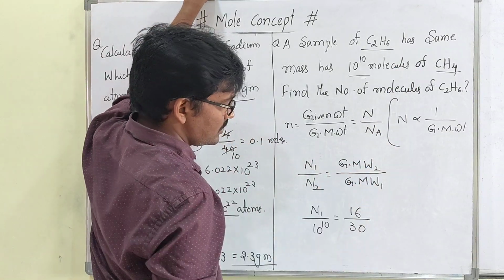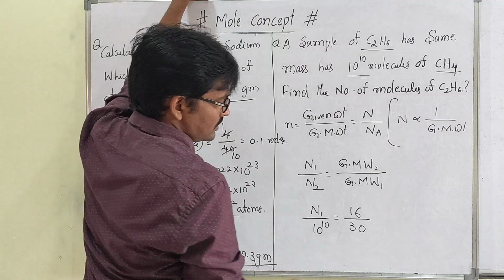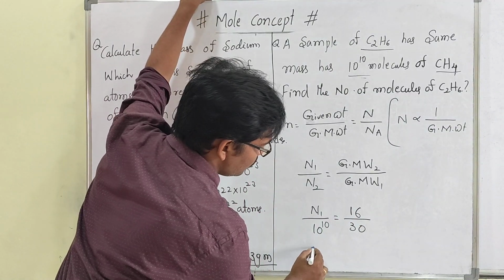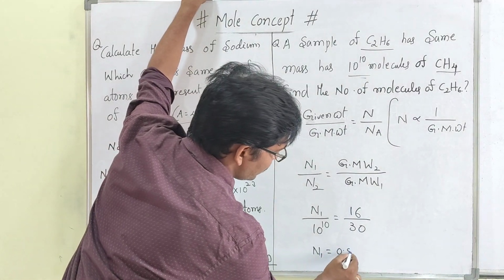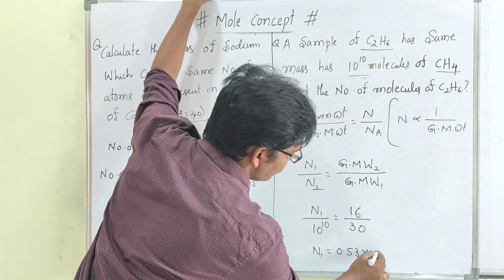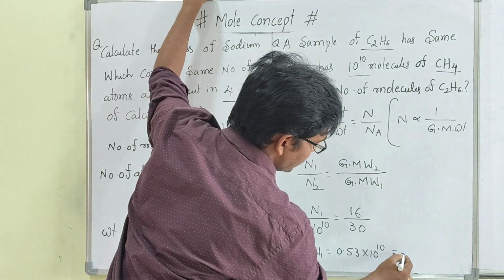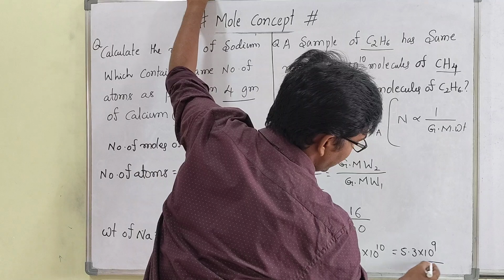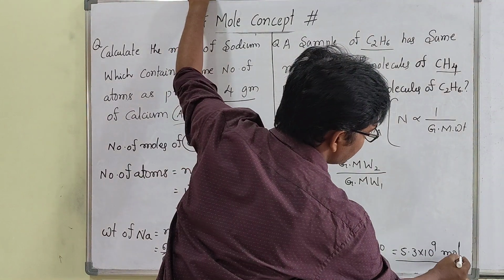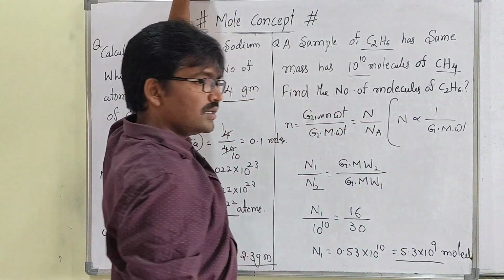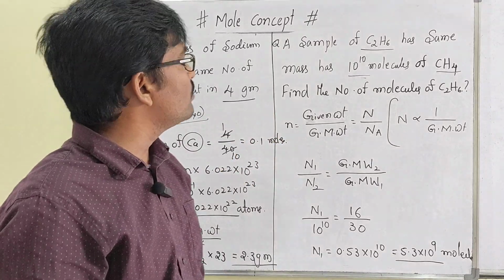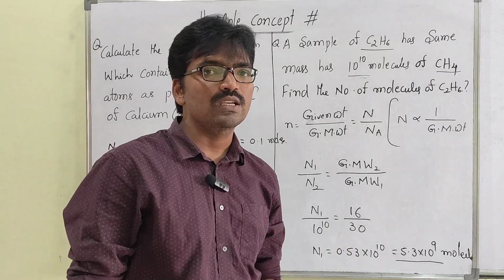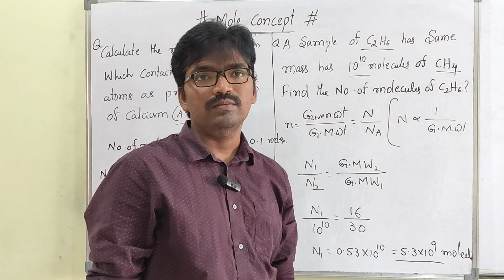Then if you do cross multiplication, you can get the answer, right? 16 by 30 is 0.53. So N1 equals 0.53 into 10 to the power of 10, which we can take as 5.3 into 10 to the power of 9 molecules present. Understand, my dear students? So these are the problems based on the mole concept. The maximum types of questions they ask in mole concept, we have done all types.